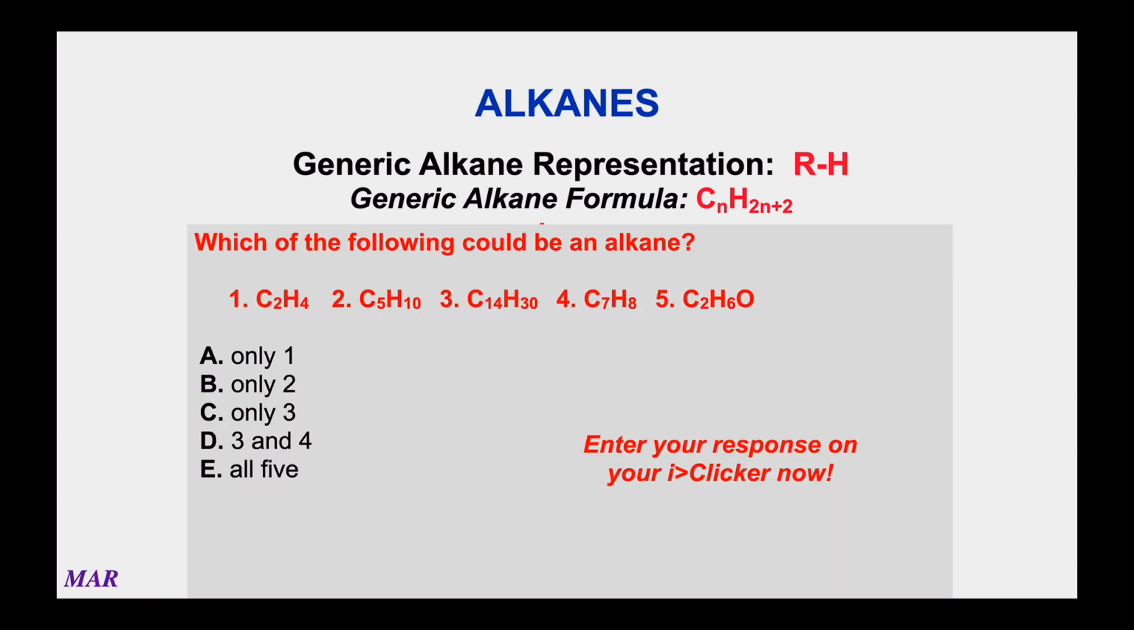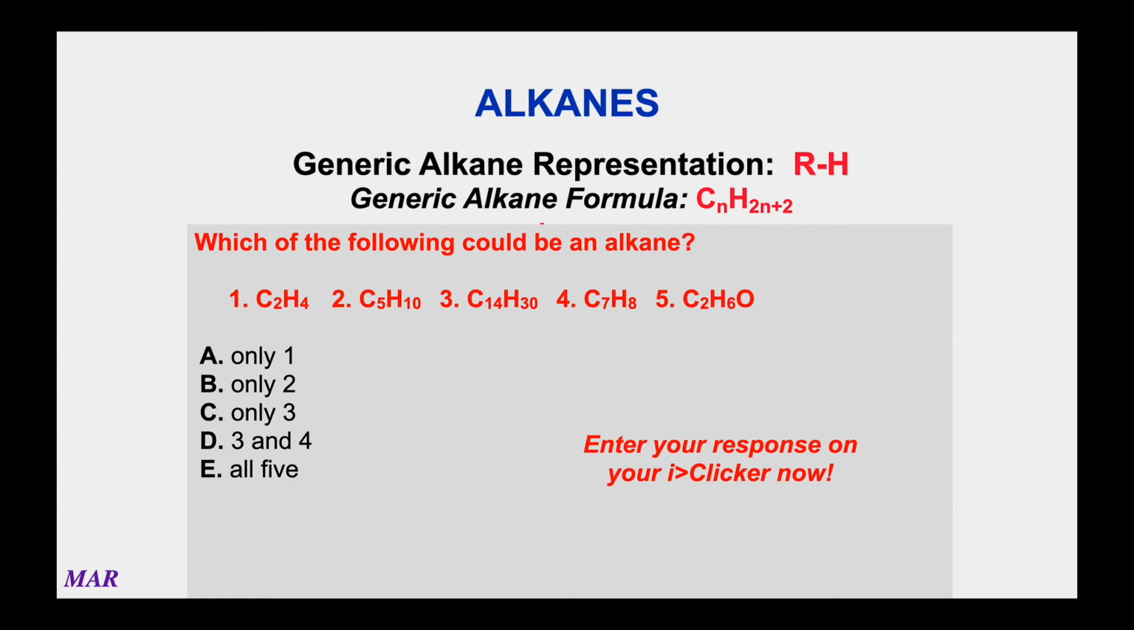Which of the following could be an alkane? This is the kind of question you might see, and you can see there's a whole bunch of different formulas there. The way to answer this is to go back to the generic alkane formula. If you have an alkane, then for every n carbons, you're going to have 2n plus 2 hydrogens. So if you look at number 1, n would be 2. 2 times 2 plus 2 is 6, which is certainly not 4, so number 1 is not an alkane. Notice that number 1 and number 2 have a CnH2n relationship.